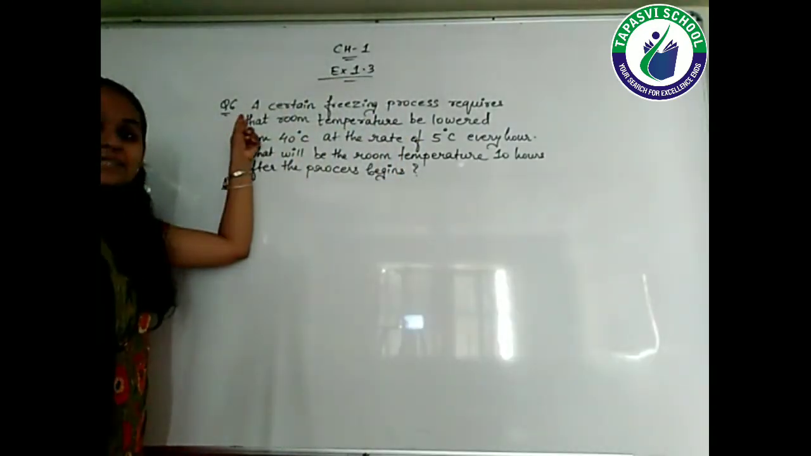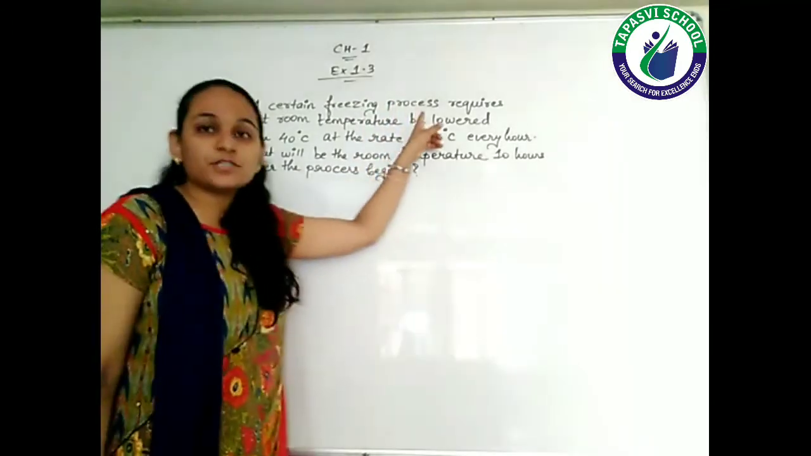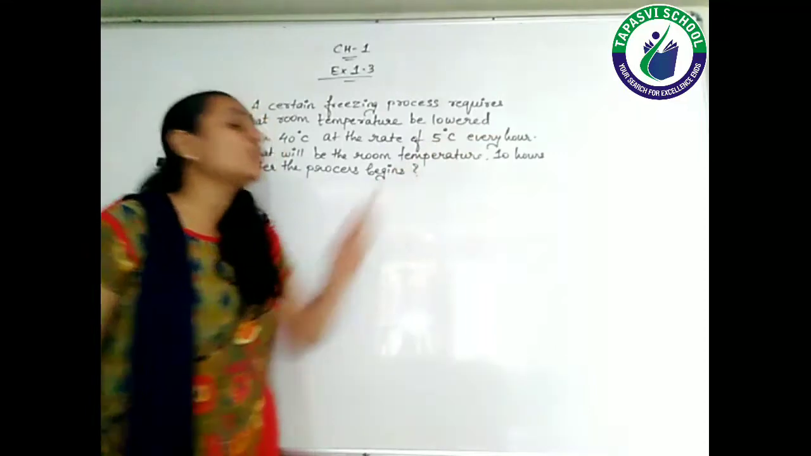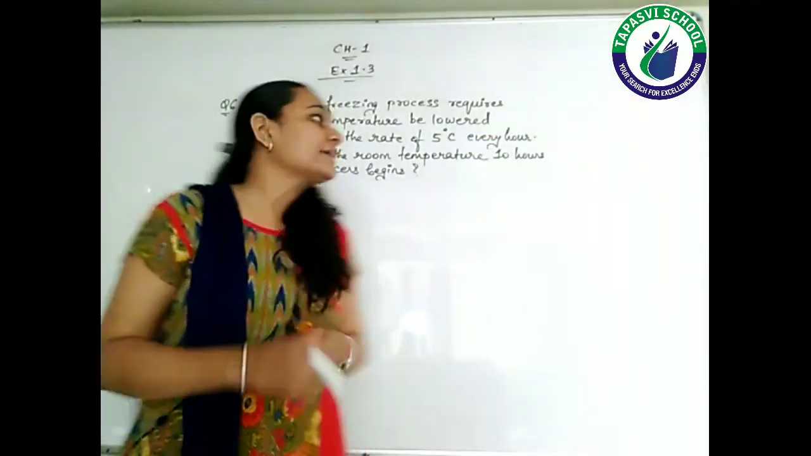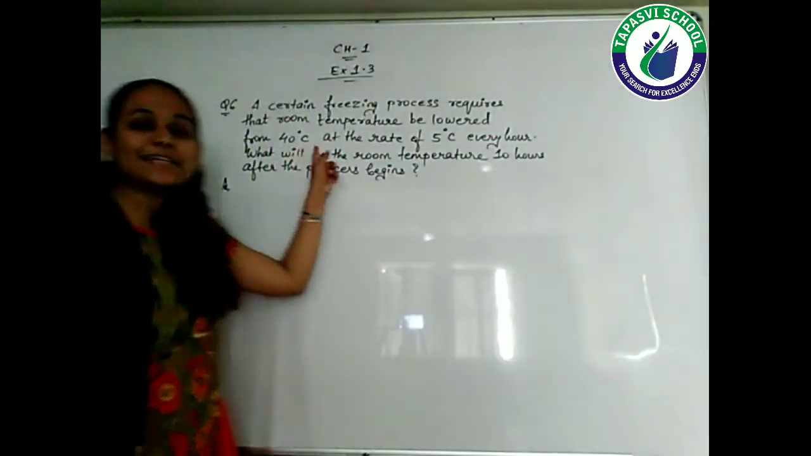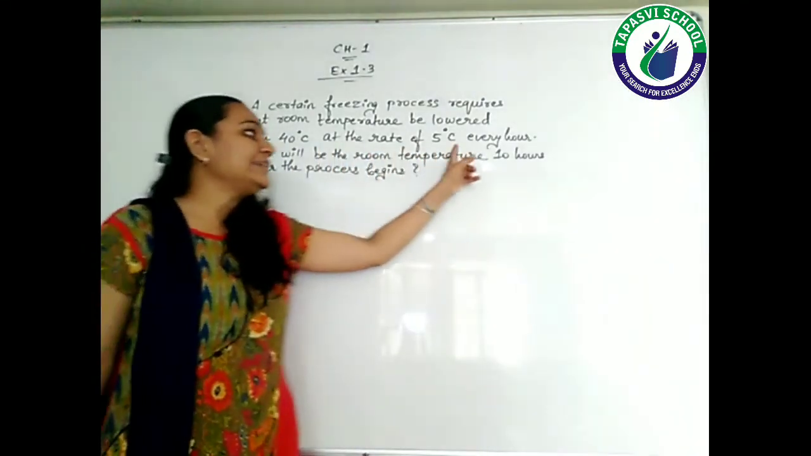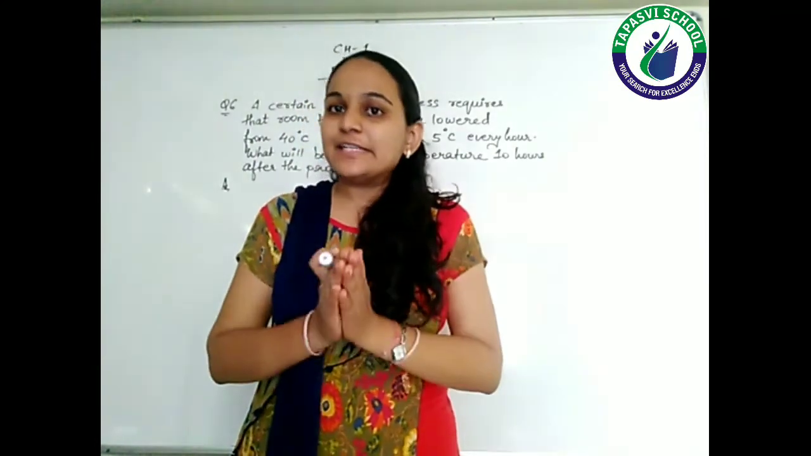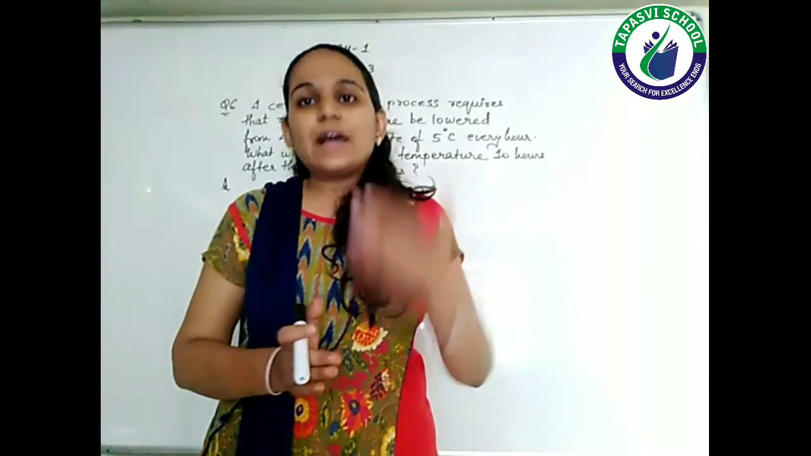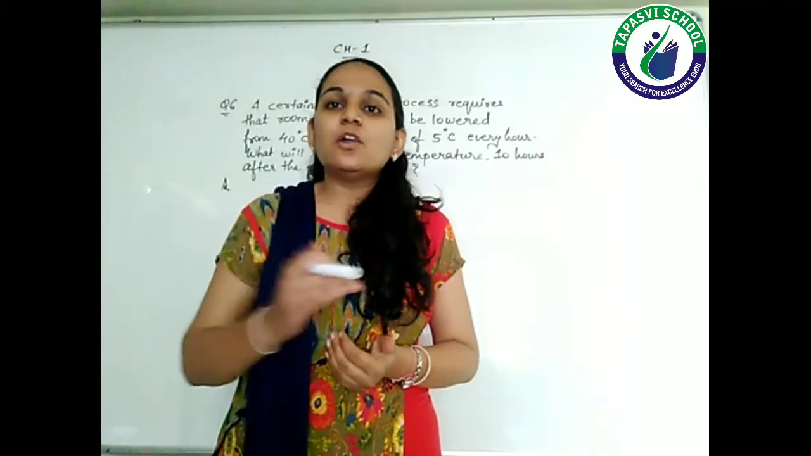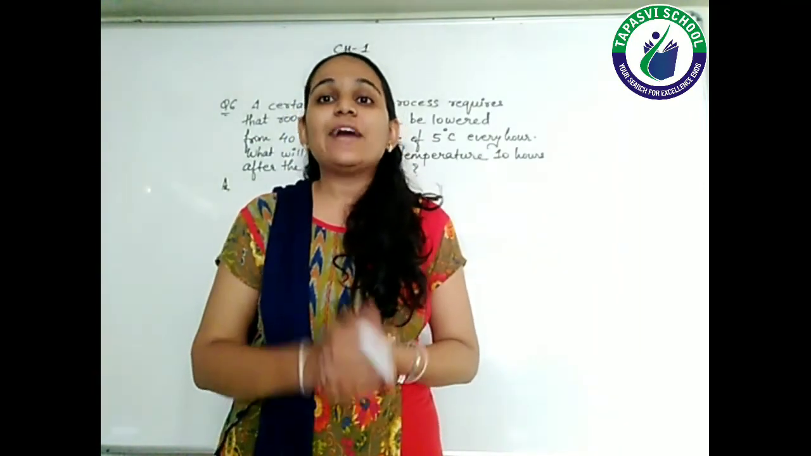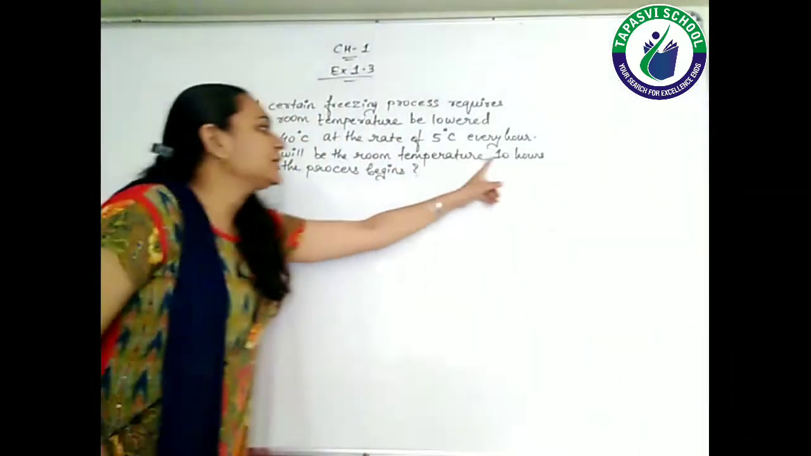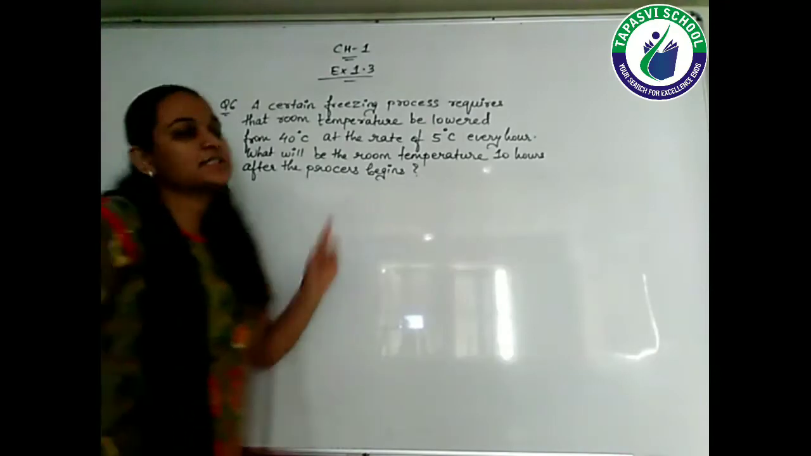Question number 6 is: a certain freezing process requires that room temperature be lowered. Lowered means to reduce down, right? So lowered from 40 degrees Celsius at the rate of 5 degrees Celsius every hour. That means right now the temperature is 40 degrees Celsius. After every 1 hour, the temperature will be lowered, that means it will be decreased by 5 degrees Celsius. So what will be the room temperature 10 hours after the process begins?